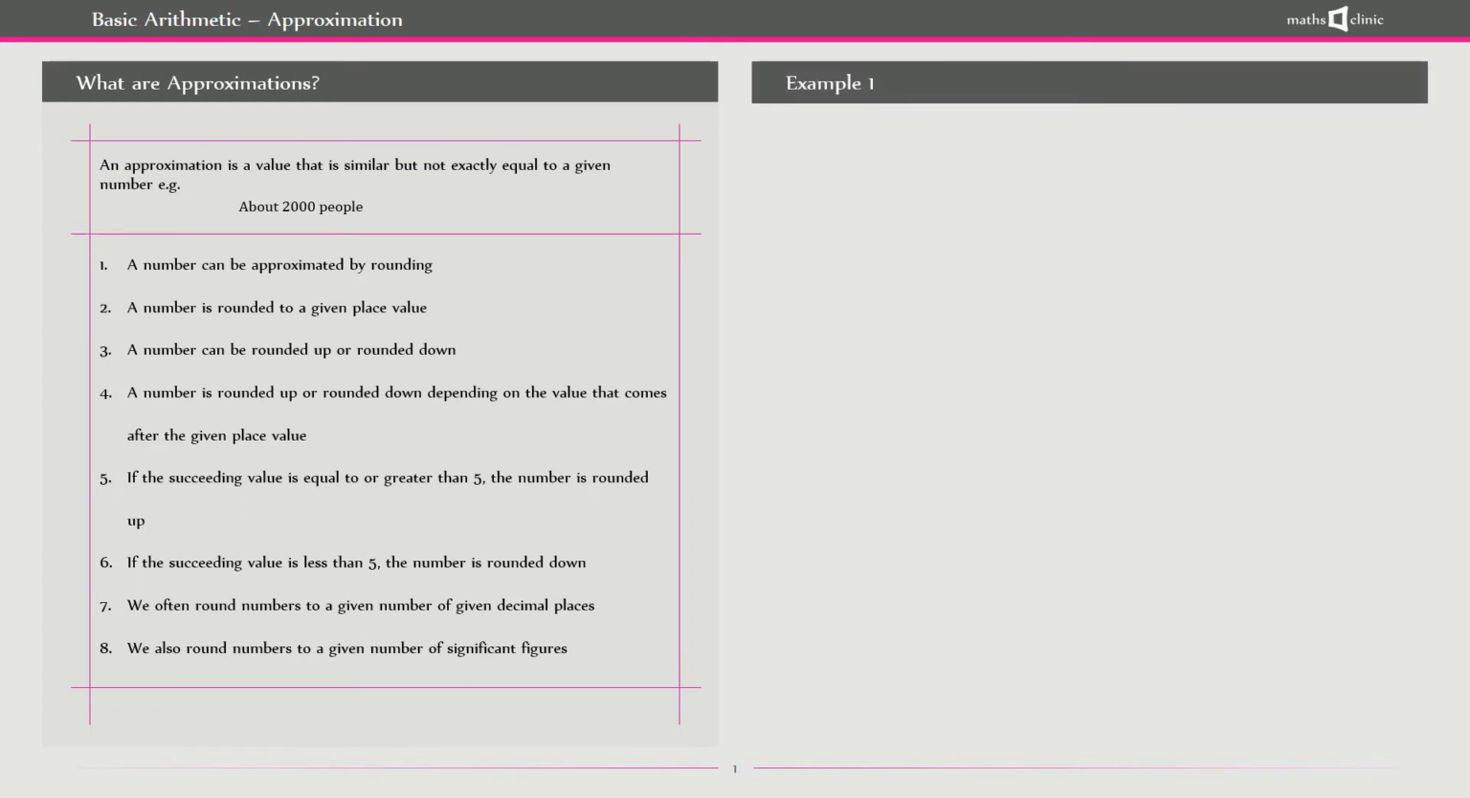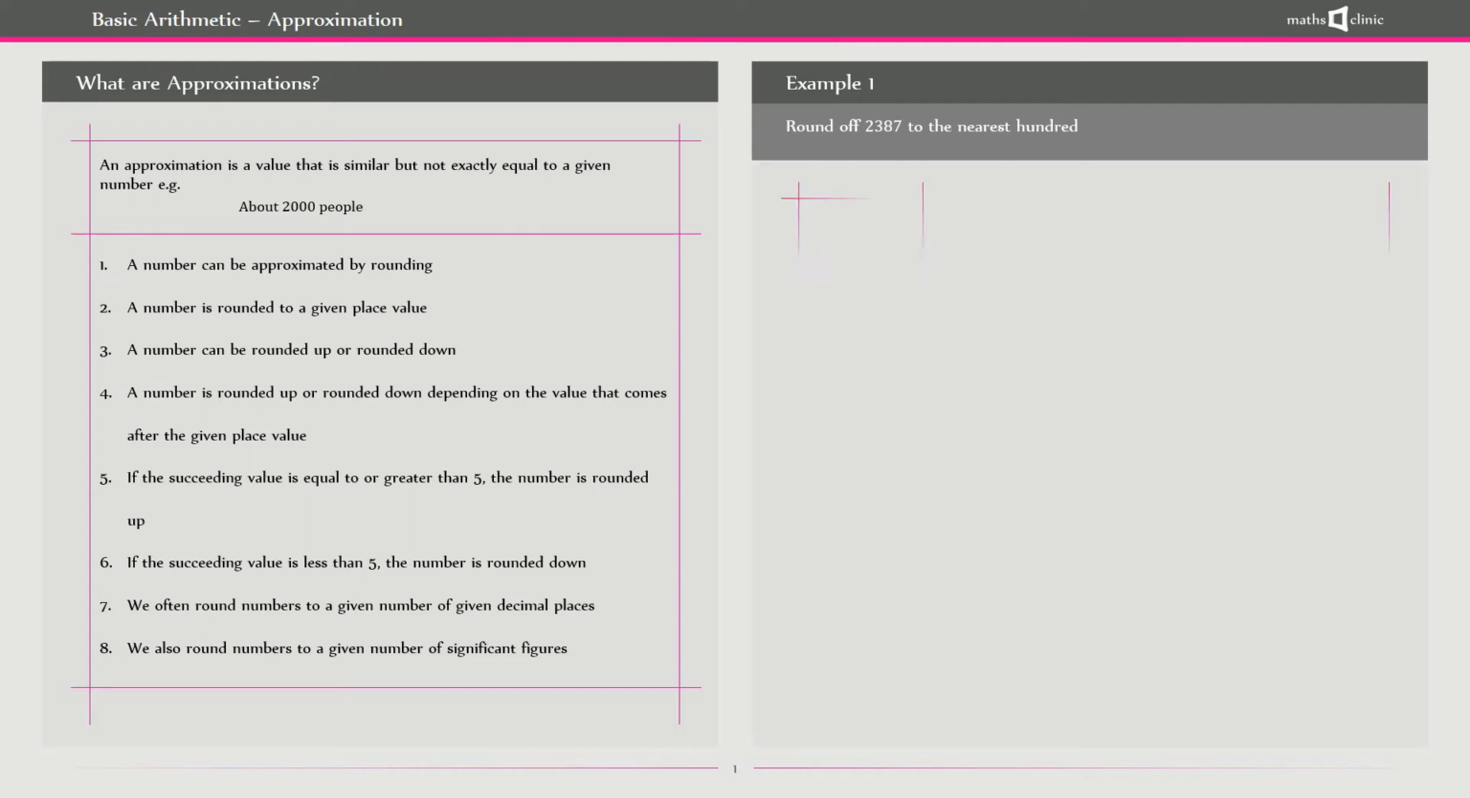So example 1 says: round off 2387 to the nearest 100. Let's break this down. The first thing we want to do, when we want to round off a number, is identify the place value. The place value in this case is 100, because we've been told to round it to the nearest 100.